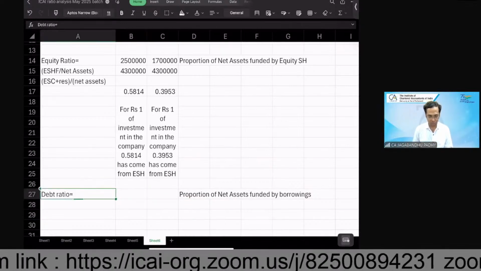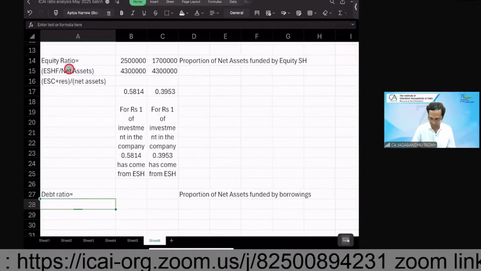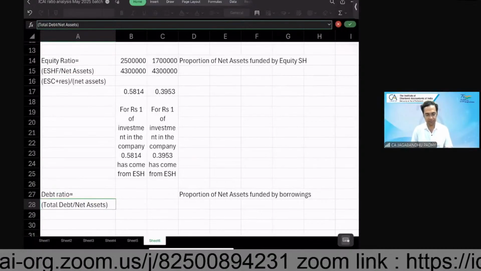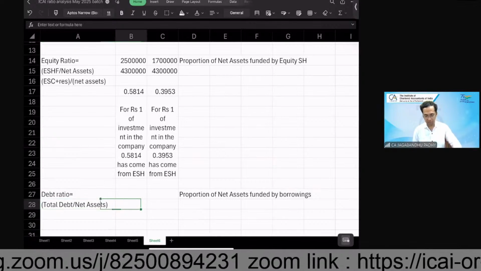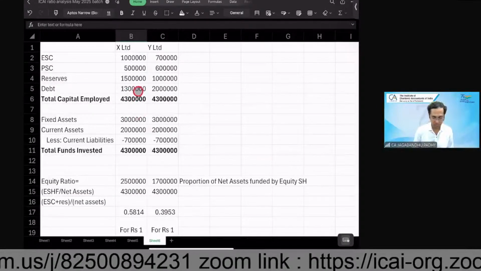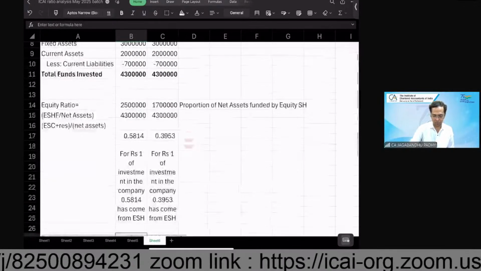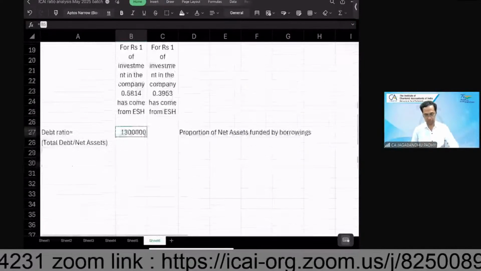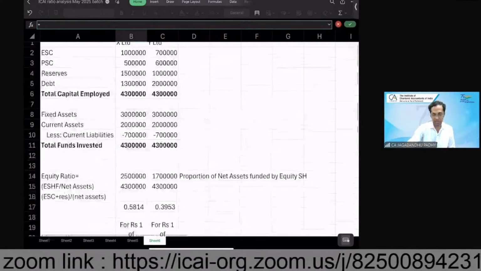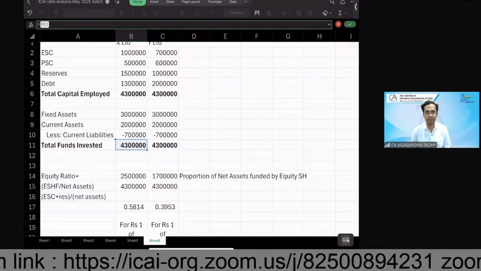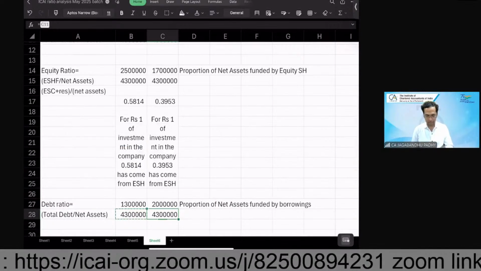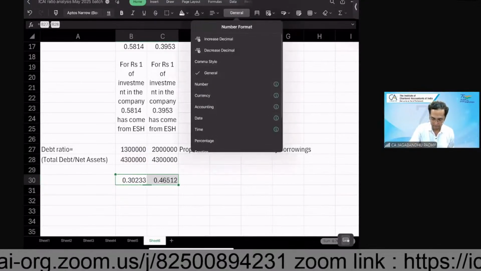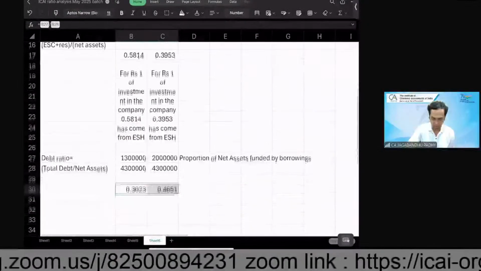So the debt ratio, just like we had equity shareholders funds upon net assets, here it is going to be total debt upon net assets. Total debt upon net assets. Now here, debt is 13 lakh and 20 lakh. And if I want to take this ratio over here, I can say total debt is this. Net assets is basically your total funds that you have invested. And then that will give us these numbers, which are of course the balance portion of it, right?